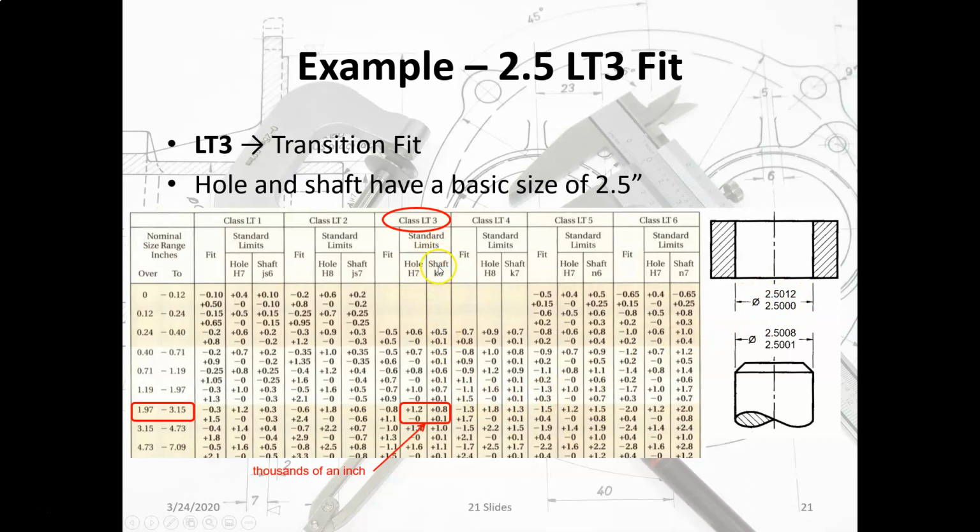And then we're going to do the same for the shaft. 2.5 plus 0.0008 and plus 0.0001. And those give us our shaft values. So that's all we're doing. We're really just taking our basic size, which is going to be given, in this case is 2.5, and we're adding and subtracting these numbers to the hole and the shaft. The critical thing is to remember to change these numbers to thousandths of an inch.